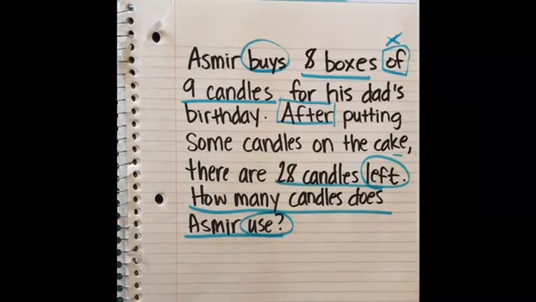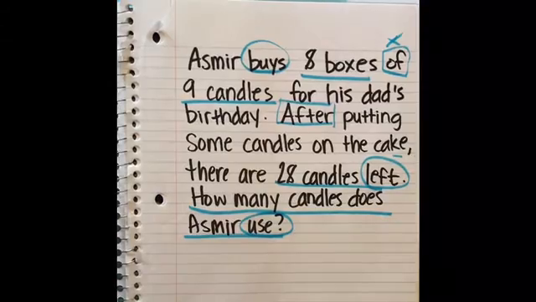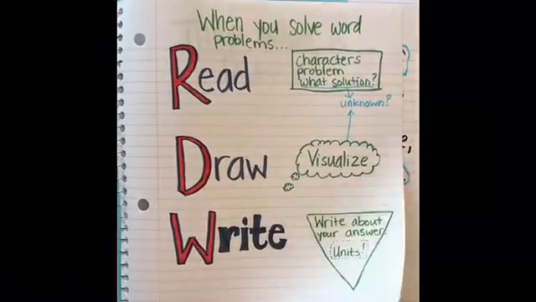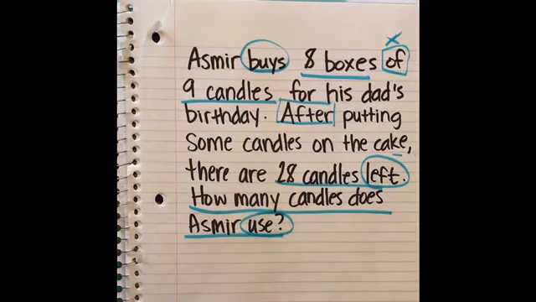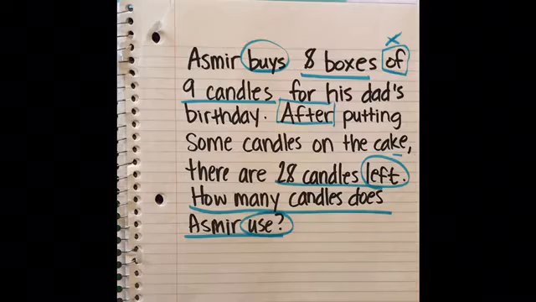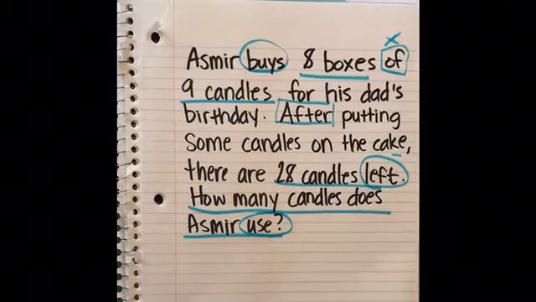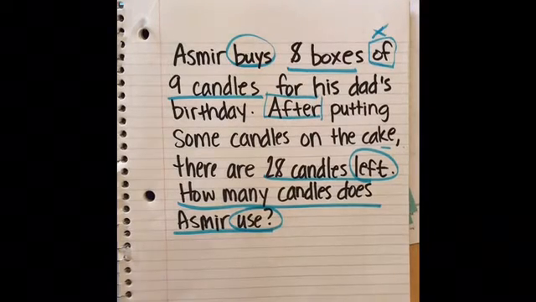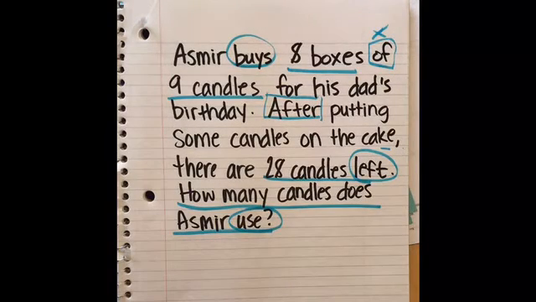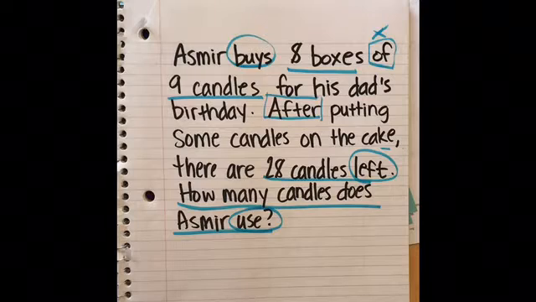All right, so now we're going to do our next part of our strategy, draw. So we're going to draw what's going on with Asmir and his candles. Go ahead and on your notes right now, draw a tape diagram of what you think is going on with his candles, something to show with a picture or some kind of diagram what's going on. Press pause and then press play when you're done.